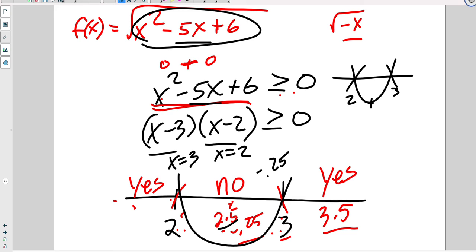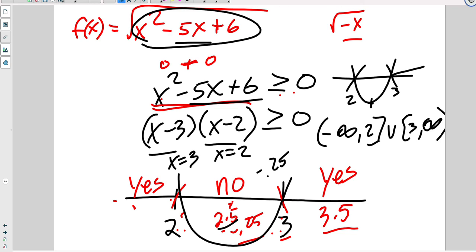Where is this function greater than or equal to 0? Well, between negative infinity and 2, including 2, or between 3 and beyond, up to infinity. So this would be the domain.